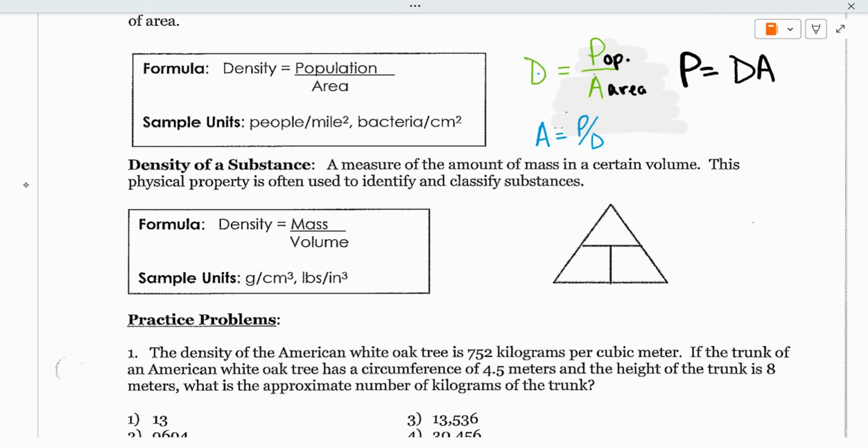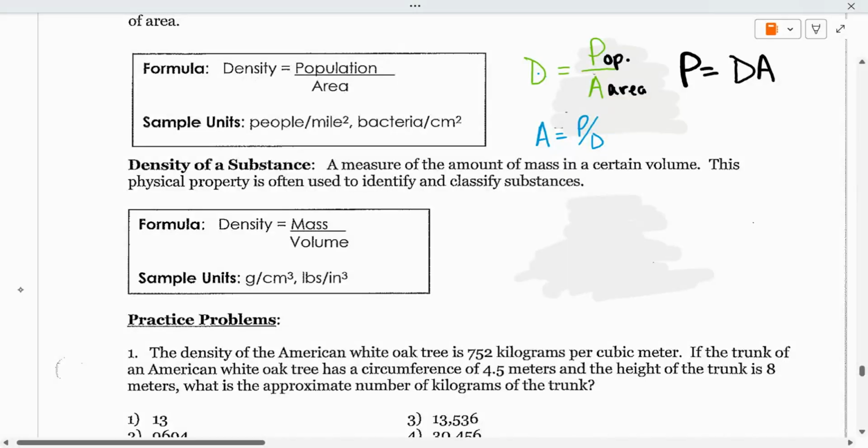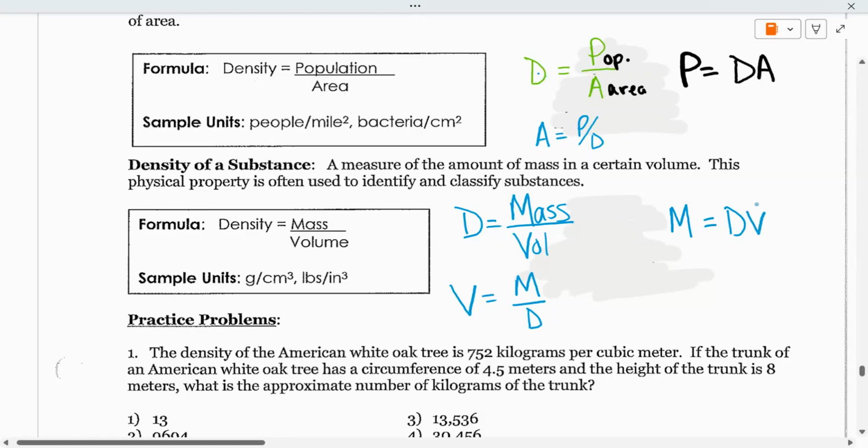So now we're going to do that same exact thing, although I'm going to hide this little triangle. Now we're going to talk about density of an object, which is the mass divided by the volume. So that means that the volume equals the mass divided by the density. Or if I wanted to solve for the mass, I could take the density times the volume. So no math involved there, I just solved it. Does that make sense? Are we good with that?